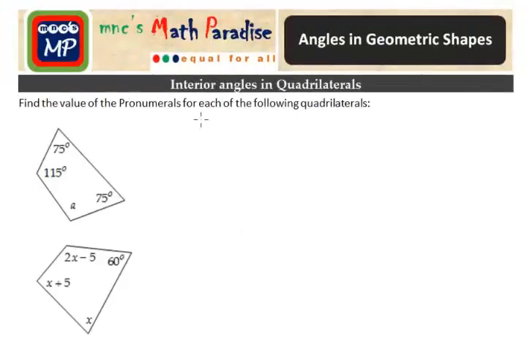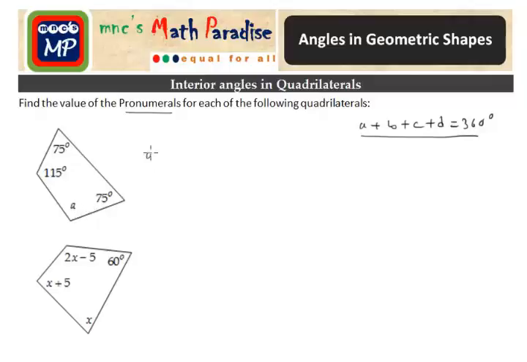Now we will use the relation that the sum of the 4 interior angles of a quadrilateral is 360 degrees. We will use this relation to find the value of pronumerals for each of the following quadrilaterals. So let us start with this first example. Here in a quadrilateral, there are 4 angles, among them 3 angles are given, and one we need to find. So we know the sum of these 4 angles is 360 degrees.